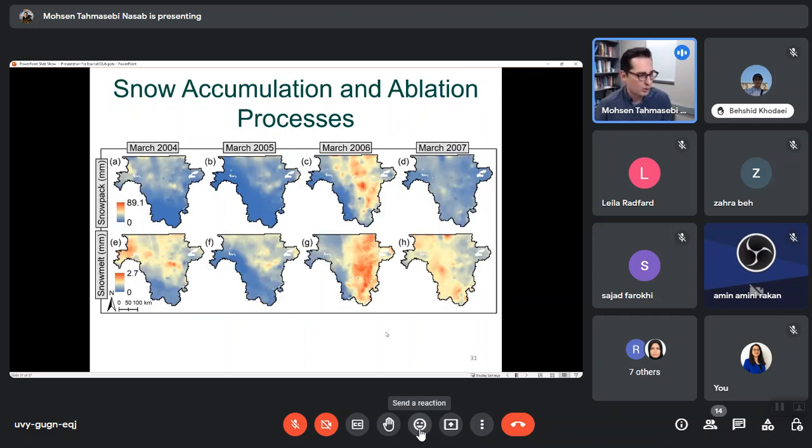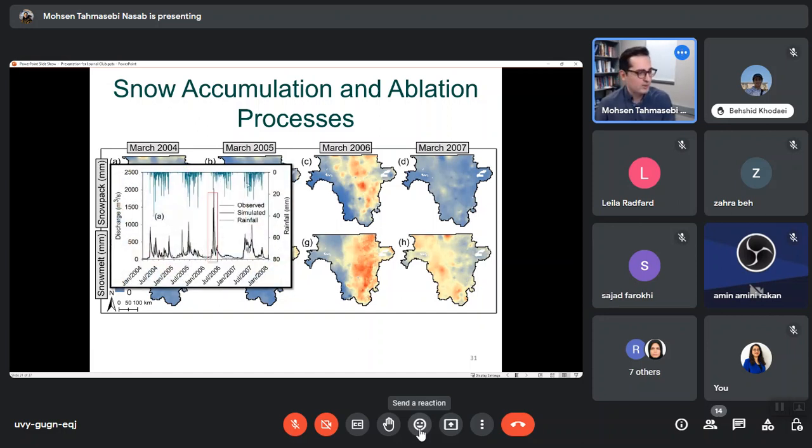The model can actually give you a lot of data related to different months, different days, different years, and summarize all of that for you. This is another example that shows how in 2006 we had a record-breaking snowpack, snow depth, and a record-breaking snow melt as well in March, which caused a big, big flooding in the area.